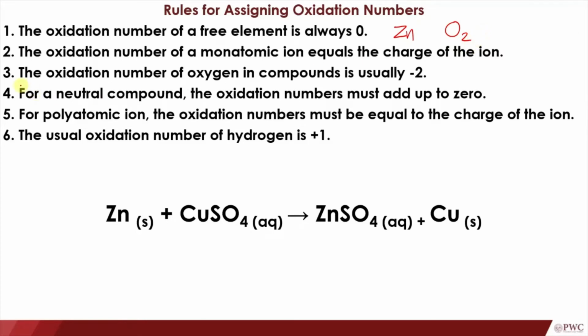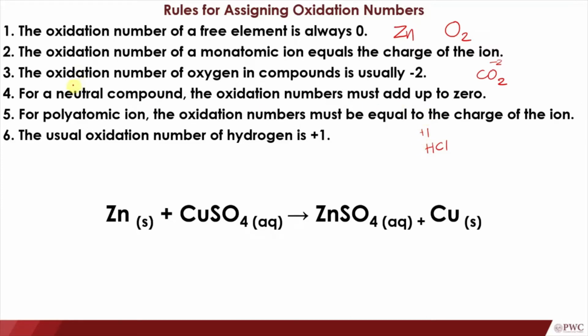Let's jump first to number 3. The oxidation number of oxygen in compounds is usually -2. For example, in CO2, in this case, it's not a free element anymore because it's bonded to other elements. In this case, it's bonded to carbon. Here, the oxidation number of oxygen is -2. Next, let's go to number 6 first. The usual oxidation number of hydrogen is +1. For example, we have HCl. So here, the oxidation number of hydrogen is +1.